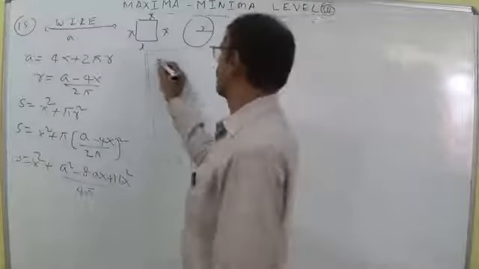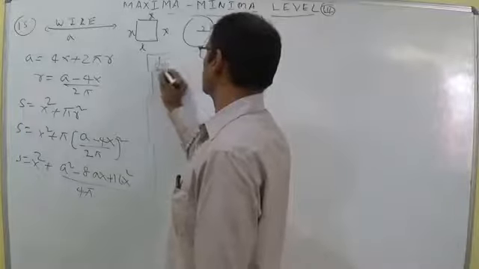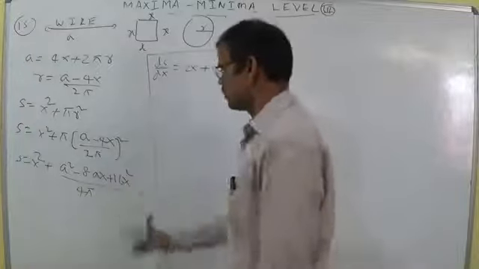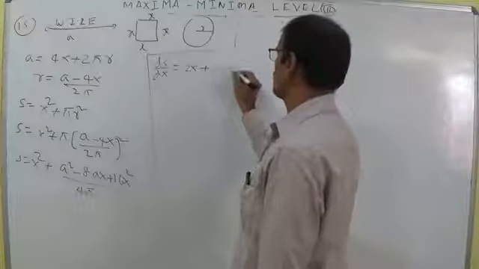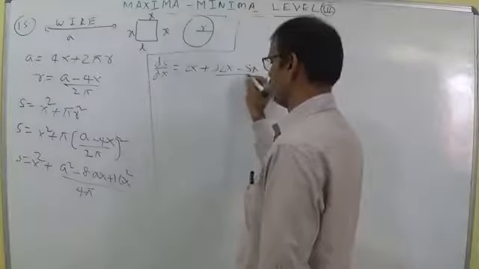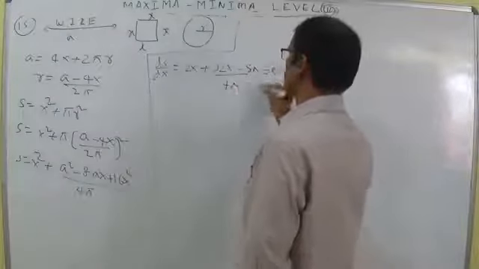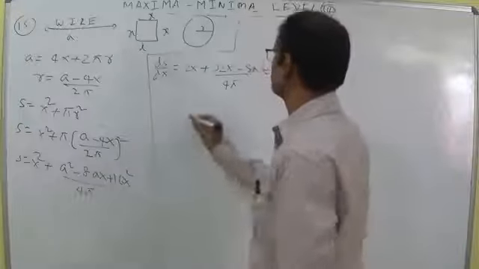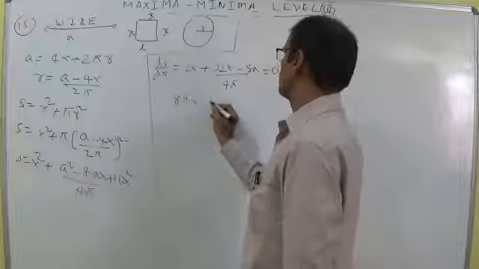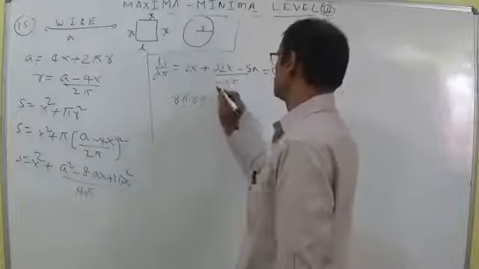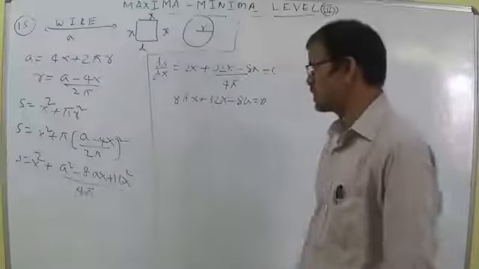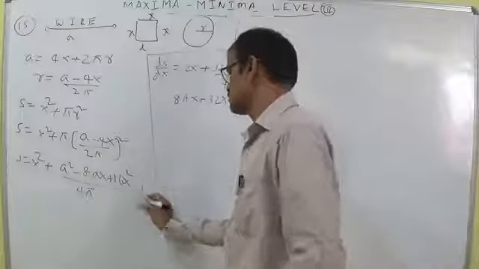If the area is min or max, then we can write dS by dx is equal to 2x plus, don't write a square derivative, here I am writing 32x, 16x square derivative, minus 8a, whole by 4 pi is equal to 0. Now this is 8 pi x plus 32x minus 8a equal to 0. Let it be the first equation.